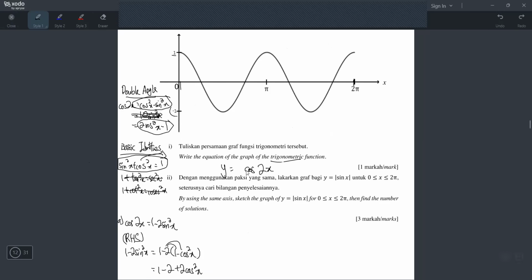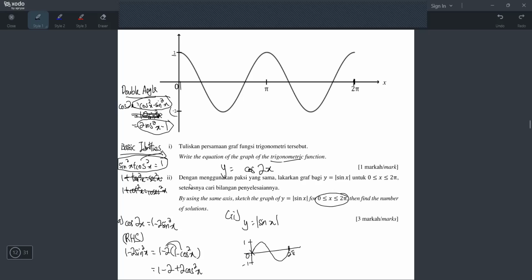What about B? Second question, by using the same axis, sketch the graph of y equals modulus sine x for 0 until 2 pi, find the number of solution. So I want to sketch this graph and then find number of solution, which is the number of intersection point. If we want to sketch this, we have to make sure we know how the sine graph looks like. The sine graph looks like this. Go up, go down like this. And then this will be 2 pi. And then this will be 0. The amplitude will be 1, -1.